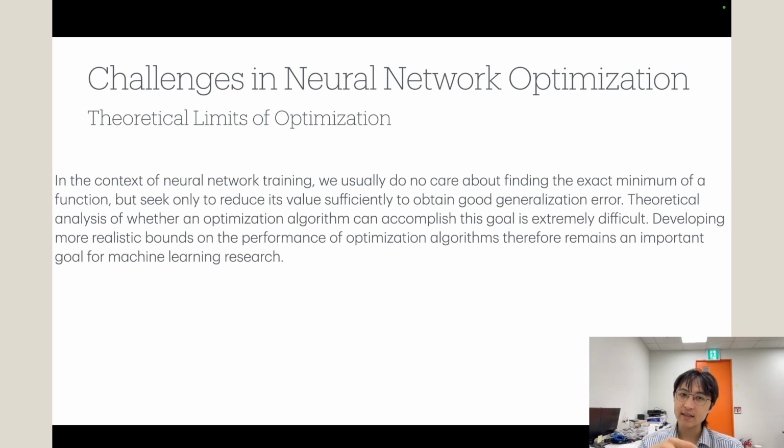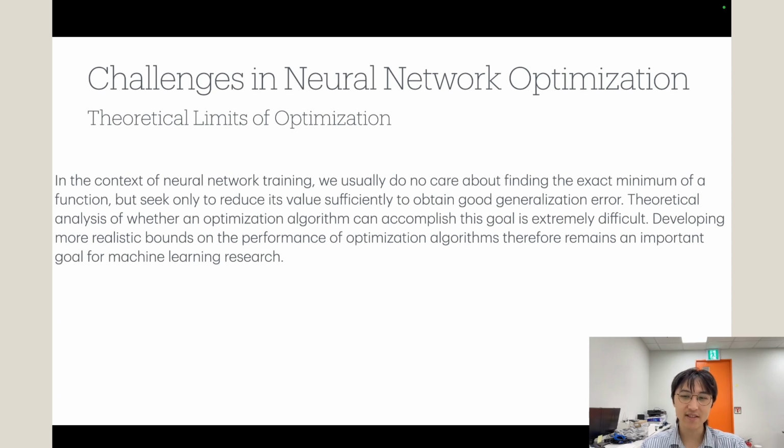So optimization is an extremely difficult task, and developing good algorithms is still an active research field for machine learning researchers. And what we are doing in practice is that we don't need to find the exact minimum, as I mentioned before. We just need to reduce its value to get good generalization error, because our goal in deep learning is not to have a good model for our training set. We should have a good model which will perform well on unseen data. So that's the difference between our deep learning approach to optimization and pure optimization.